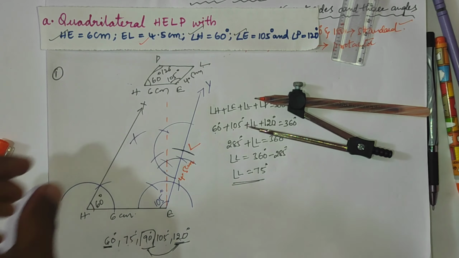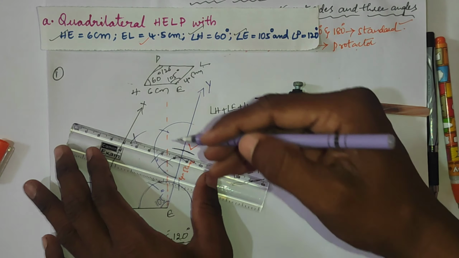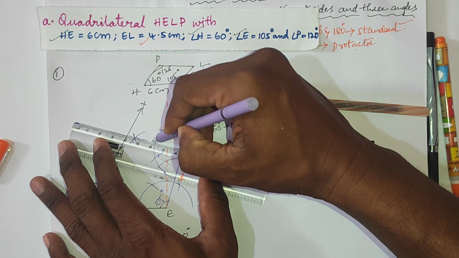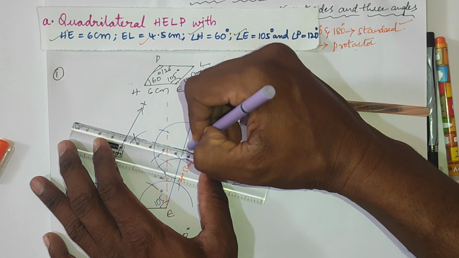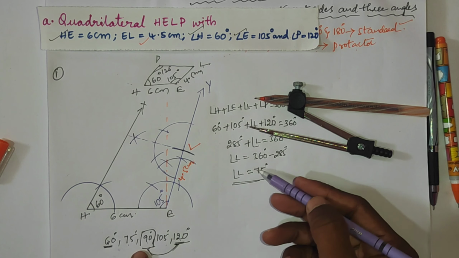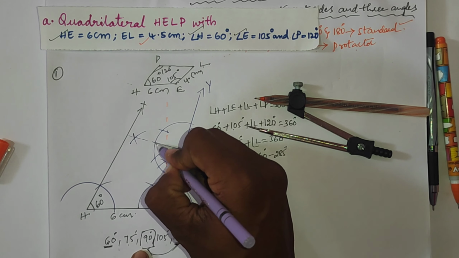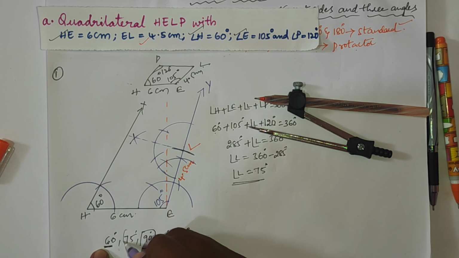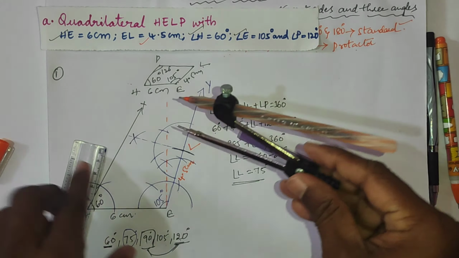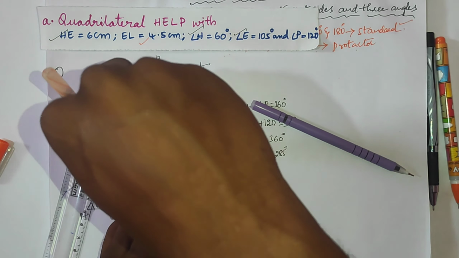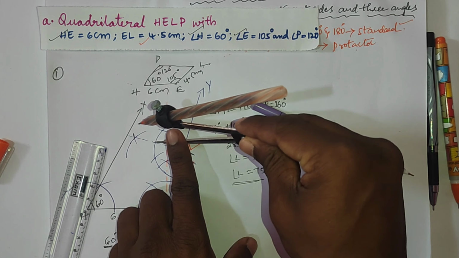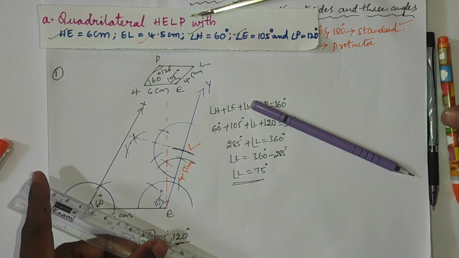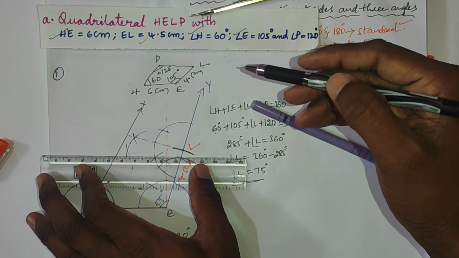So we got an intersecting point. This measure is how much? This measure is 90 degrees. But what we need here is 75, which lies between 60 and 90. Now taking 60 as a center, drawing an arc, and 90 as a center, cutting that arc, we got the intersecting point.